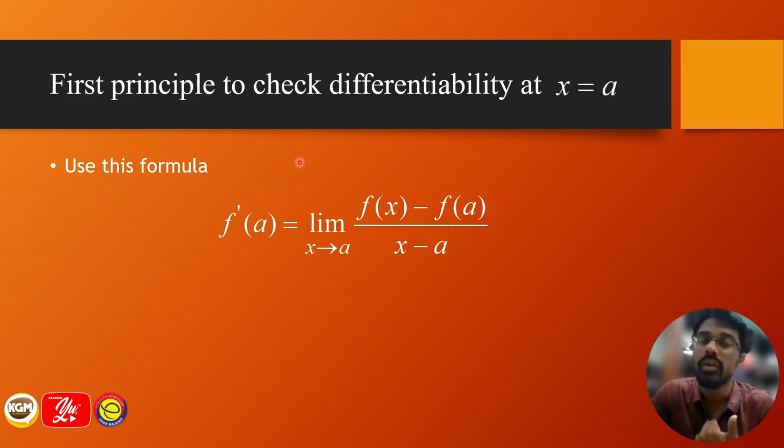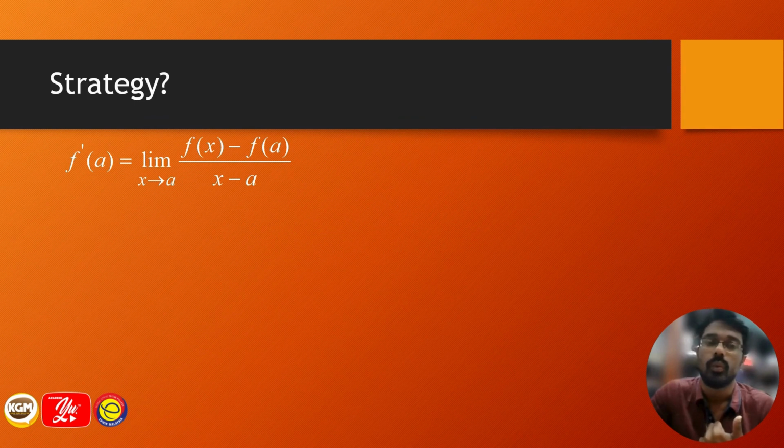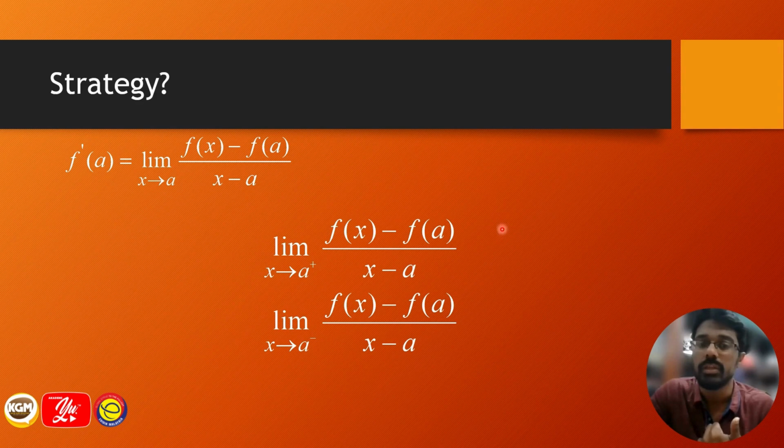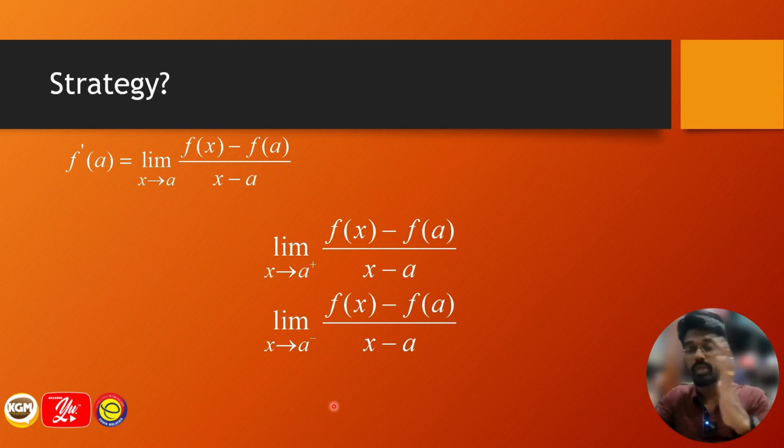And in order for this limit to exist, we must first find the limit from the right and the limit from the left. Why? Because by now, since we have covered chapter 8, you should know that for the existence of a limit, the limit from the right and the limit from the left should be the same. If they are the same, then the limit exists.